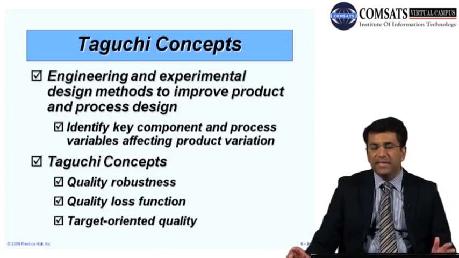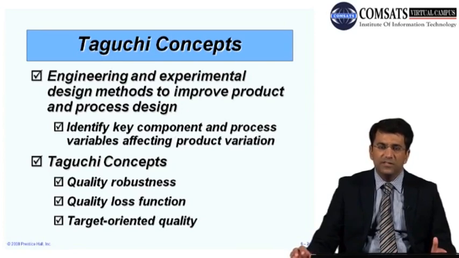It is engineering and experimental design methods to improve product and process design. It identifies the key component and process variables affecting the product variation. In the previous lecture, we talked about variation, that variation should always be avoided, and that directly negatively affects the quality. So the Taguchi concept relates to the reduction of variation in the production of our goods and services.